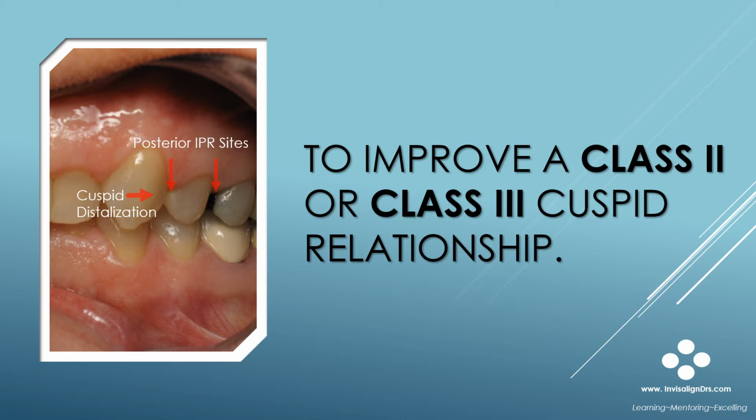IPR can be used to improve a Class 2 or Class 3 cuspid relationship. In this case, IPR was added distal to the upper cuspid tooth. The IPR allowed for distalization of tooth 11, which improved that relationship.